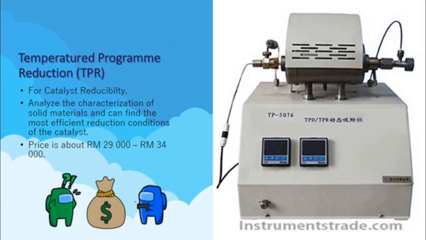This is temperature programmed reduction, TPR. It is for catalyst reducibility, and it can analyze the characterization of solid materials and find the most efficient reduction condition of the catalyst. And the price is cheaper, about 29,000 until 34,000.